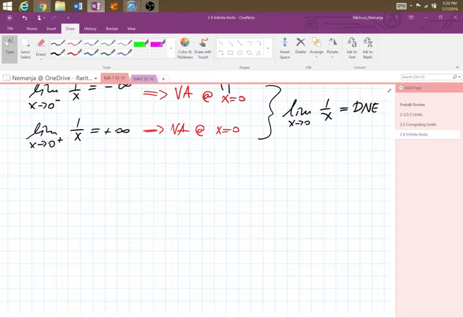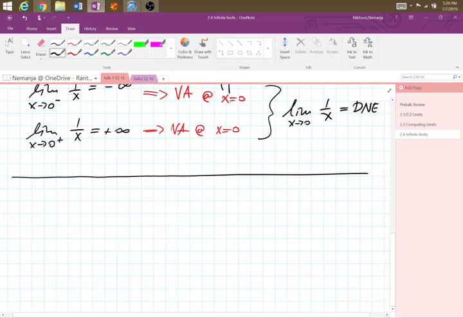Okay, let's take a look at the next example. So in pre-calculus 1, you were faced with a function, let's say f of x is equal to 3 over x plus 4.